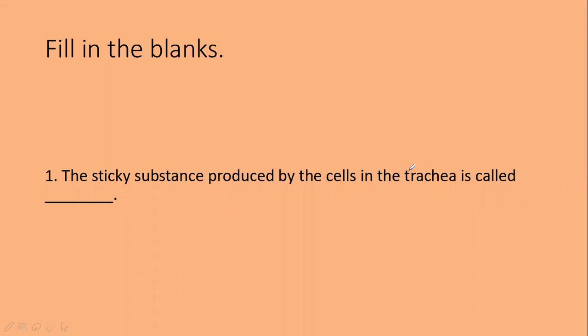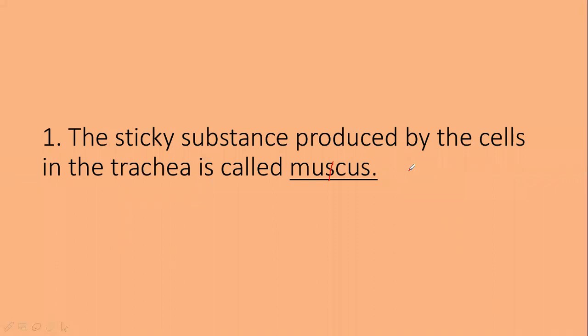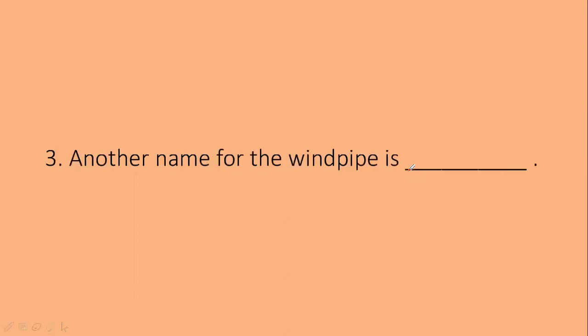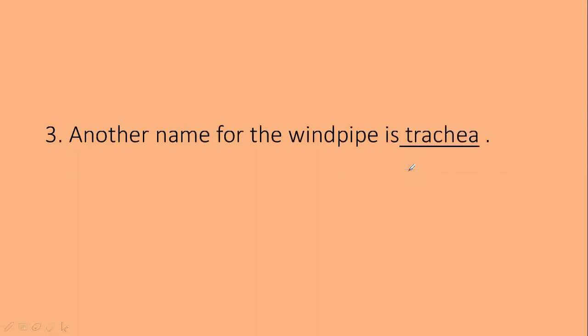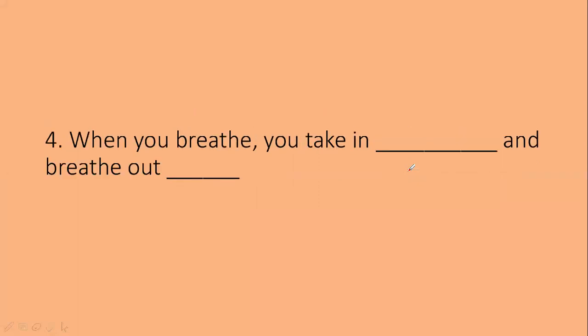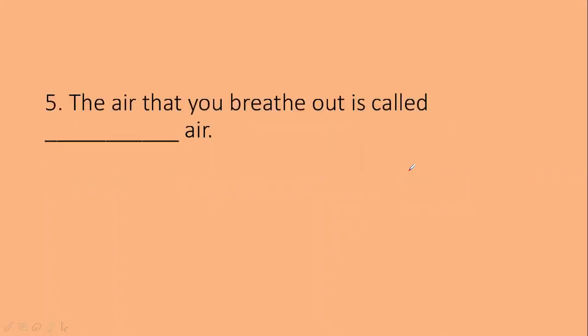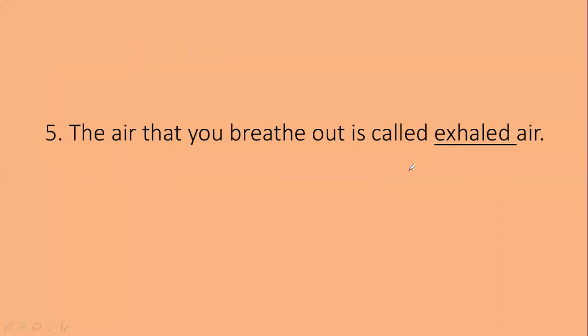The sticky substance produced by the cell in the trachea is called mucus. The sheet of muscles which separates the lungs from the abdomen is called diaphragm. Another name for the windpipe is trachea. When you breathe, you take in oxygen and breathe out carbon dioxide. The air that you breathe out is called exhaled air.